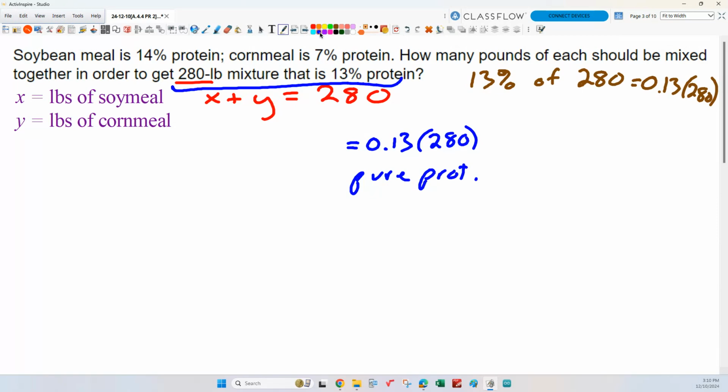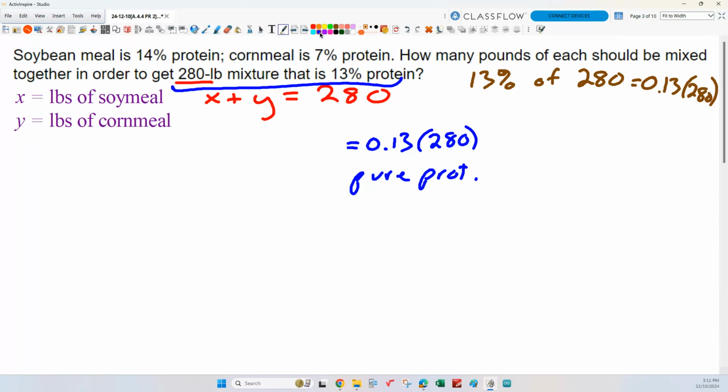I'm supposed to end up with a total of 13% of 280 pounds. What's the protein from the soy meal? 14% of how many pounds? How many pounds of soy meal are we mixing up?